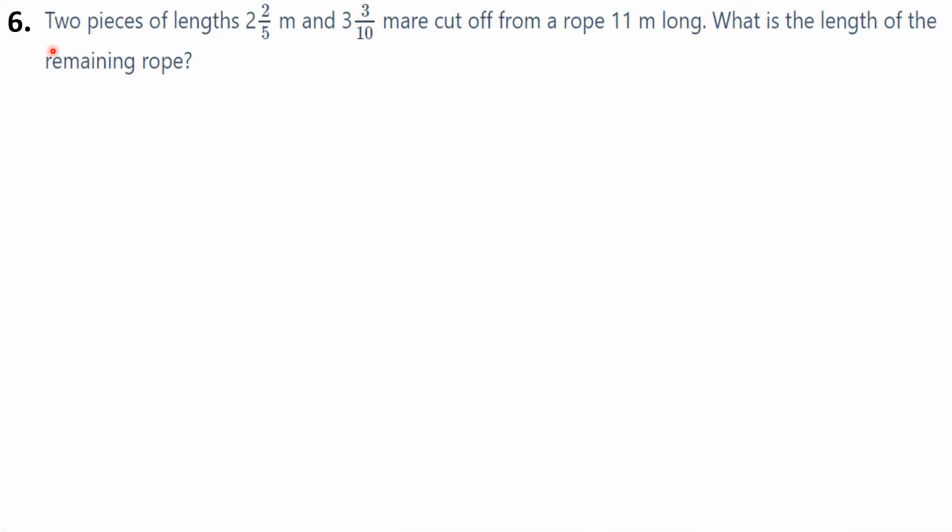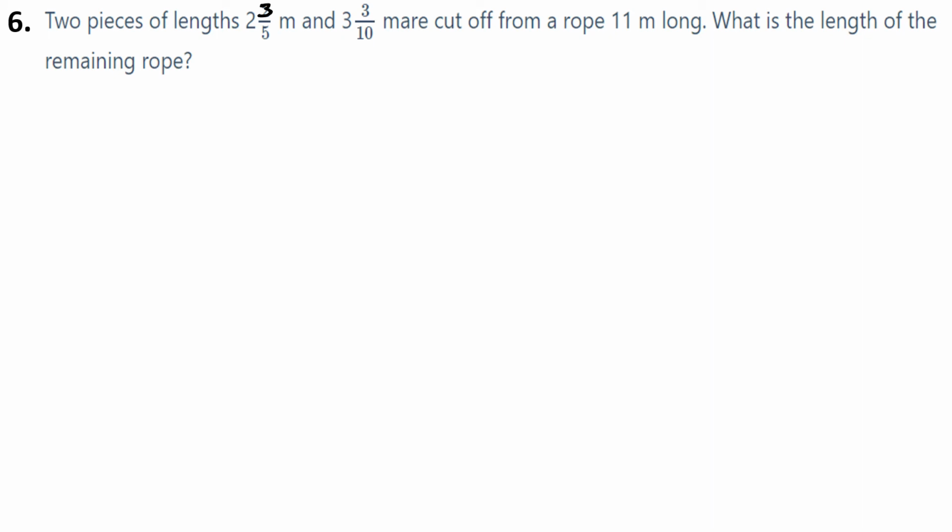Question number 6. Two pieces of length 2 3 by 5 meters, yes, this is 2 3 by 5 meters. It mistakenly came as 2 3 by 5. So 2 3 by 5 meters and 3 3 by 10 meters are cut off from a rope 11 meters long. What is the length of the remaining rope? So they have given that the total length of the rope is 11 meters. From that we cut two pieces, 2 3 by 5 meters and 3 3 by 10 meters. Find the length of the remaining rope.